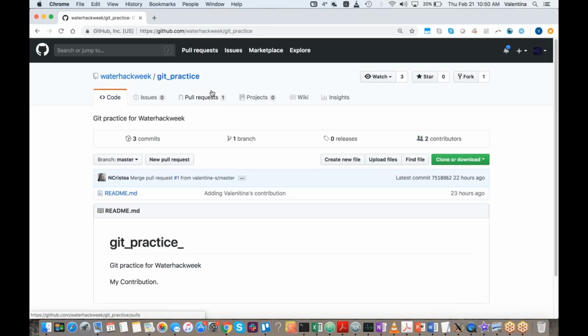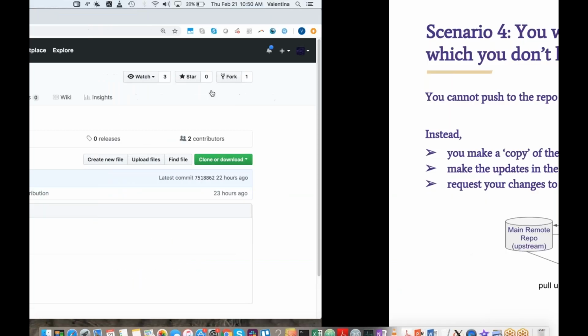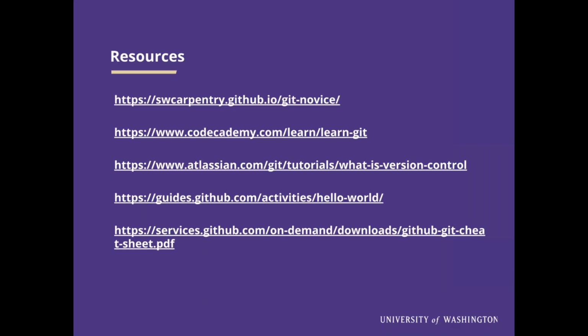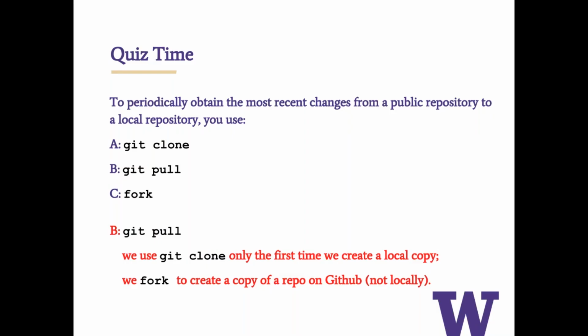just to this repository. It's for practice, so you can use it yourself. And I'll skip this question. You can try to think about it yourself. It's about the difference between clone, pull, and fork. They all sound a little bit similar.